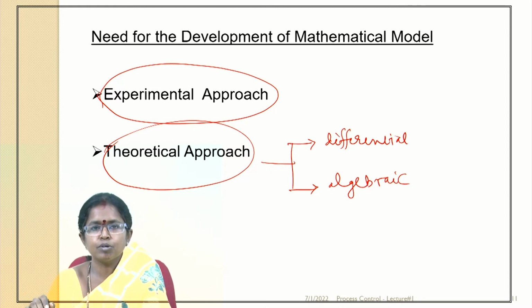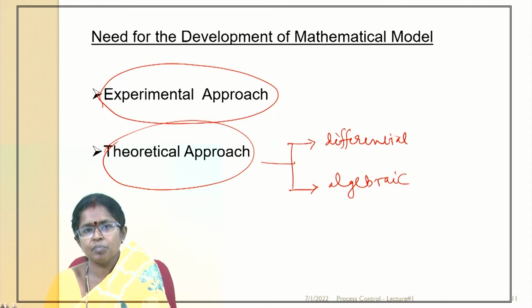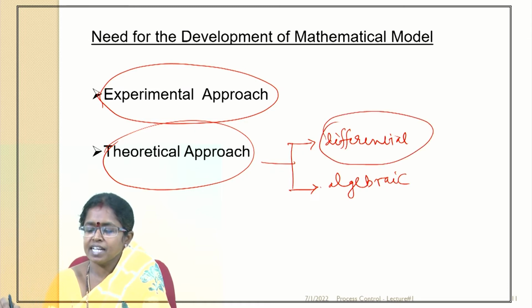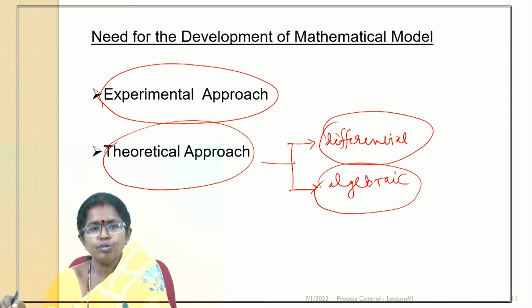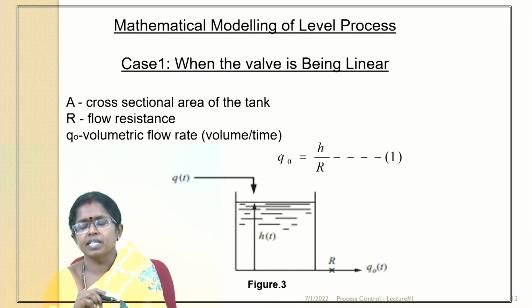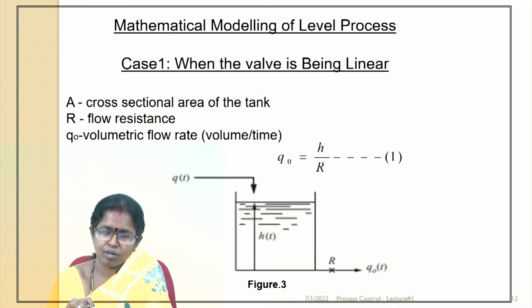In the experimental approach, the physical equipment of the process is available to us. What we have to do is deliberately change the input, record the output, again change the input, record the output. From the input output responses we have to design a control system. Whereas in the theoretical approach, the representation is given by a set of differential as well as algebraic equations. The solution of these equations yields the static as well as dynamic behavior of the chemical process, right? So we prefer this theoretical approach. So this is the need for mathematical modeling, right?